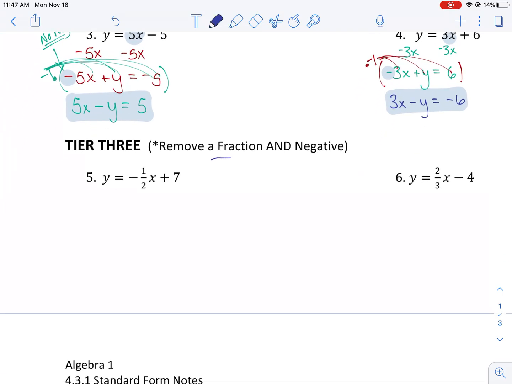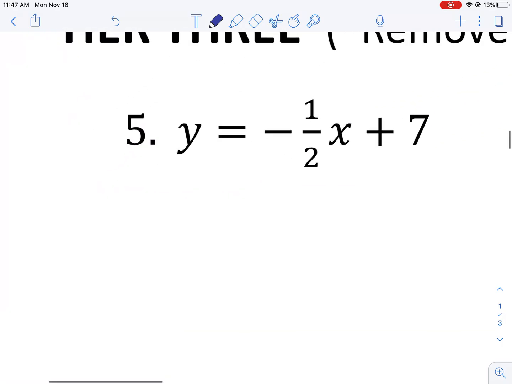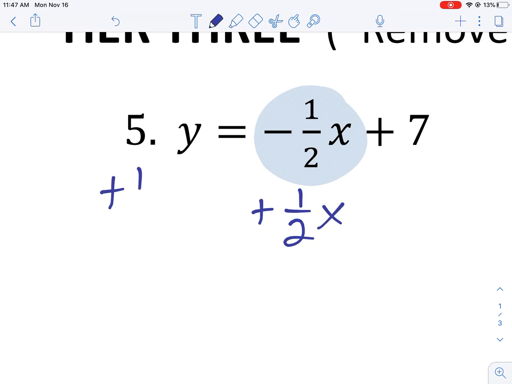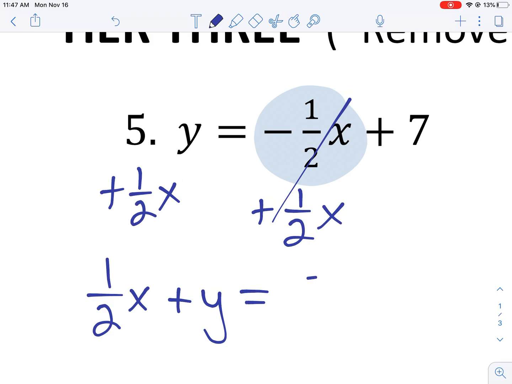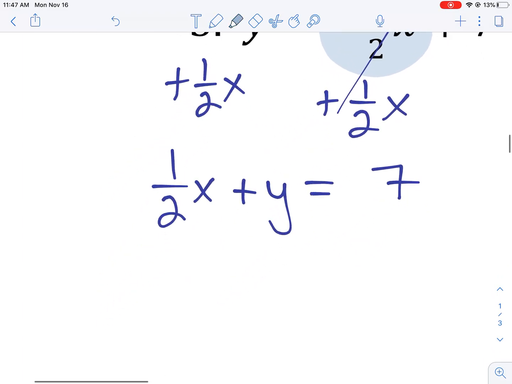All right, our last here. Now we have to remove a fraction and a negative, possibly. So let's look at number 5. We need to move our negative 1/2 x. So we are going to add 1/2 x to the other side. So we have 1/2 x plus y equals 7.